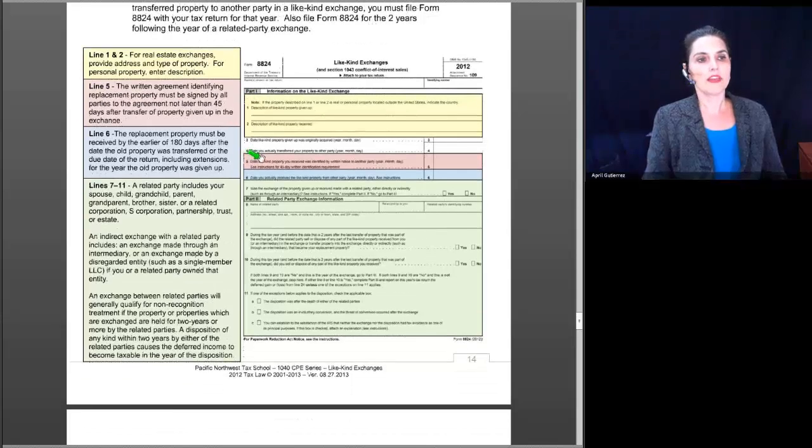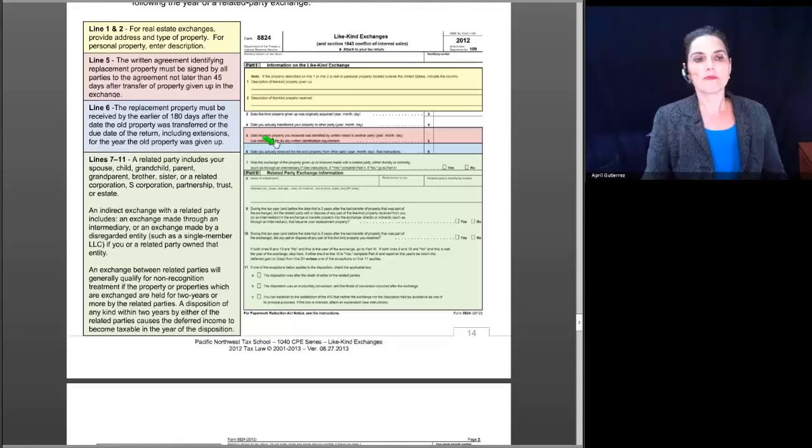On line 5, the written agreement identifying replacement property must be signed by all parties to the agreement not later than 45 days after the transfer of property given up in the exchange. Line number 6, the replacement property must be received by the earlier of 180 days after the date the old property is transferred or the due date of the return, including extensions for the year the old property was given up. And then we've got lines 7 through 11.